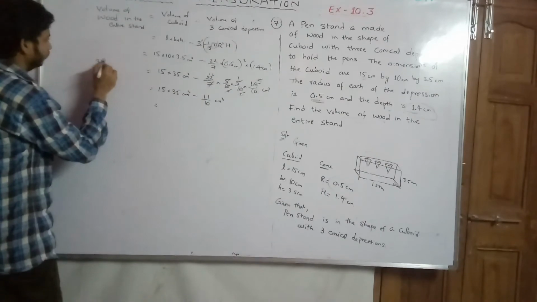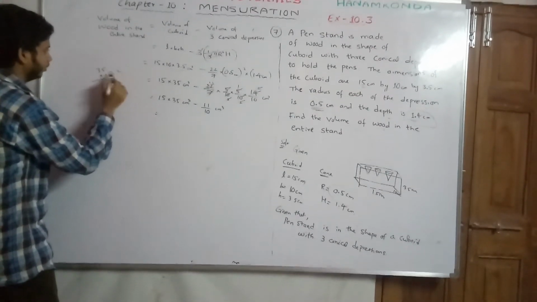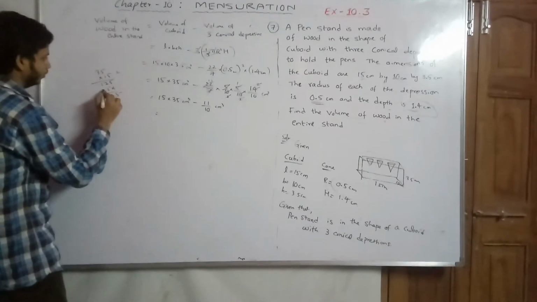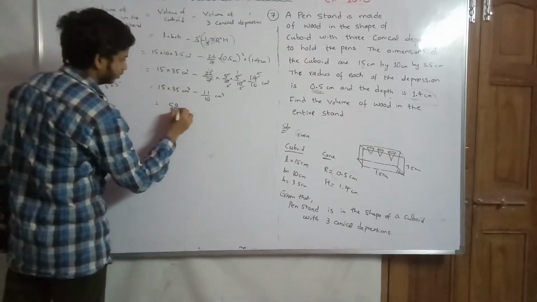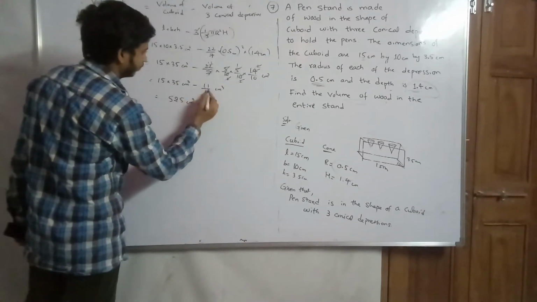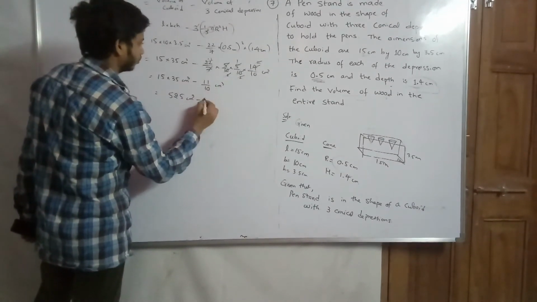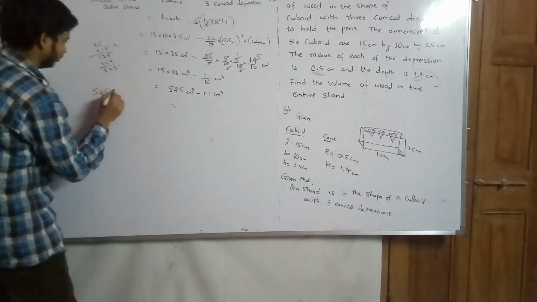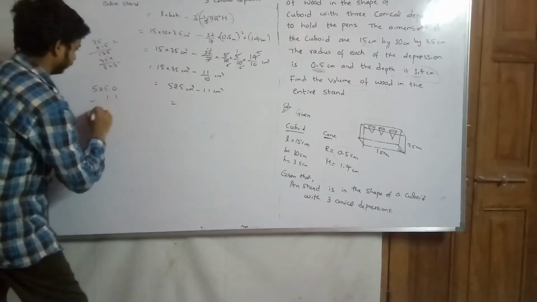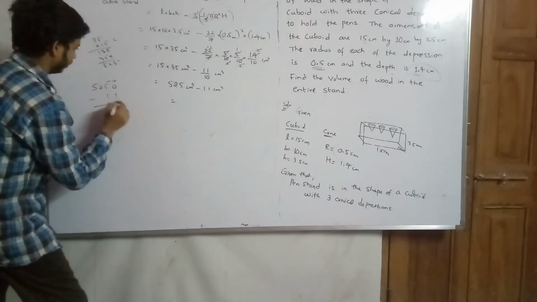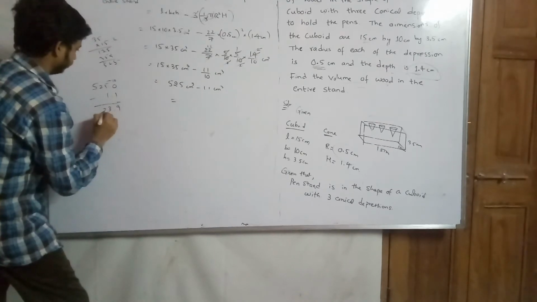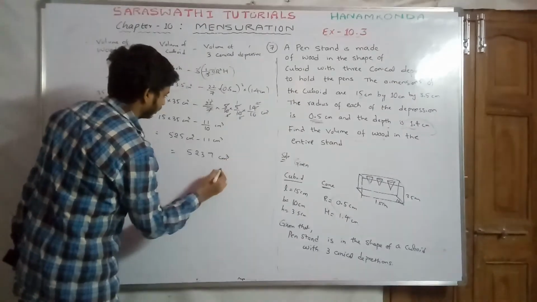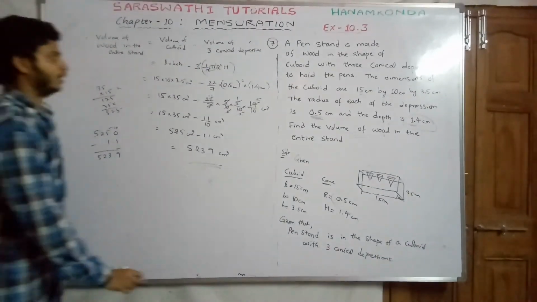So 35 into 15: 5 fives are 25, 5 threes are 15 plus 2 is 17, 35 into 1 is 35, so 525 cubic centimeters minus 11 by 10. So 11 by 10 means 1.1 cubic centimeters. Okay. So 525.0 minus 1.1. Taking 10 as borrow, 9 will be given, 4 minus 1 is 3. 523.9 cubic centimeters. So this is the volume of wood in the entire stand.